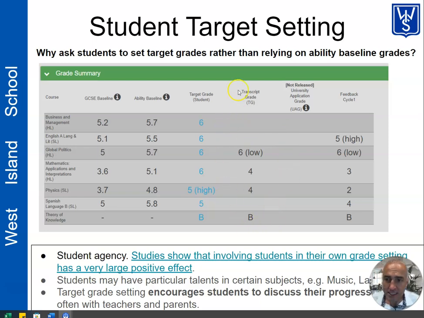This transcript grade, in fact, is used on university transcripts, because universities, American universities, ask us for grades from when students were in year 10, 11, 12, and 13, to show the progress throughout the years. So this is that grade. The grade in January in year 12, in June in year 12, in January in year 13 will be used on transcripts, as well as the actual GCSE grade.